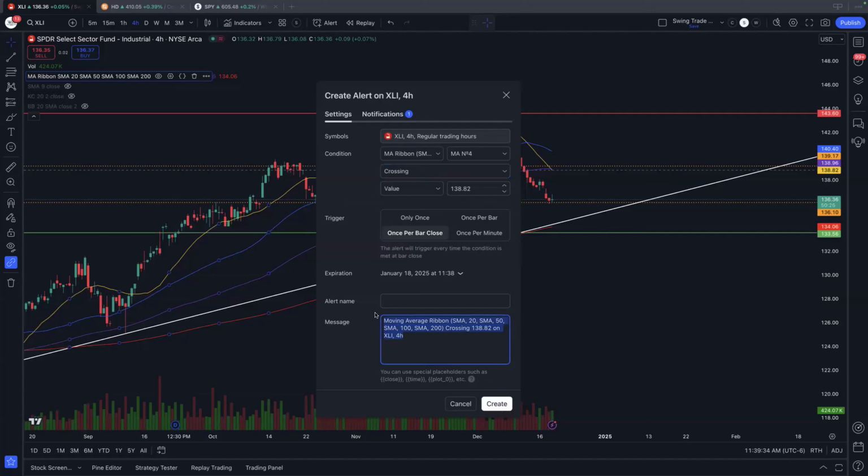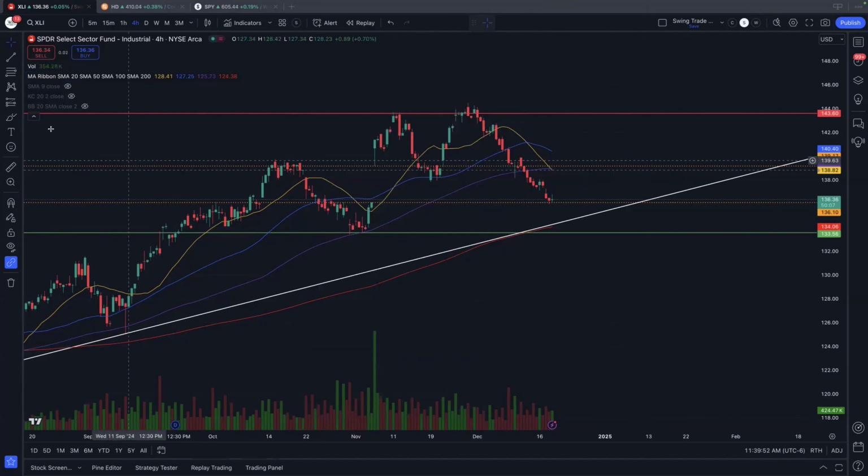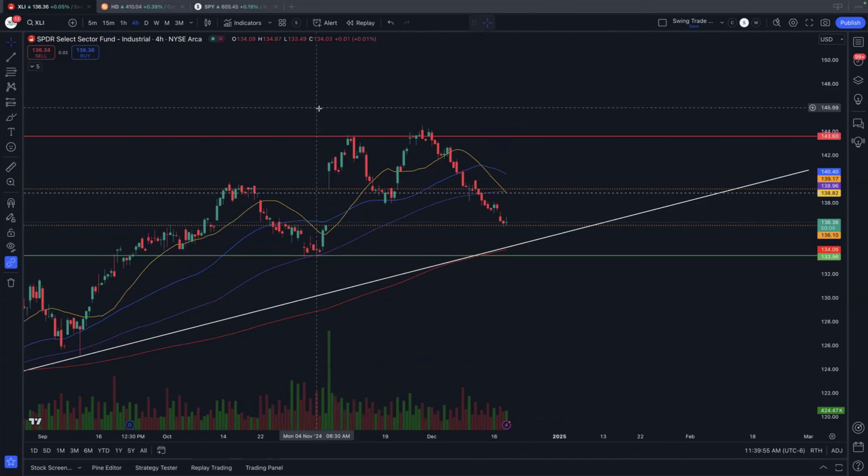And then I'm going to change the message on here. And I say, hit 4-hour 200 MA. And I know my shorthand, right? And the support trend line. And I'm going to wait on that alert to go off. Thank you. See you when you get there.